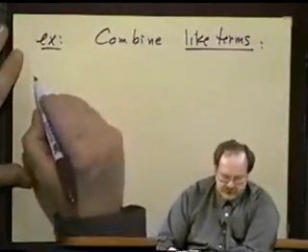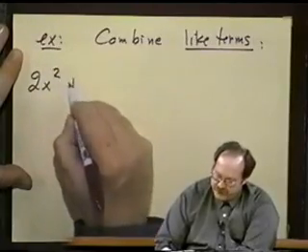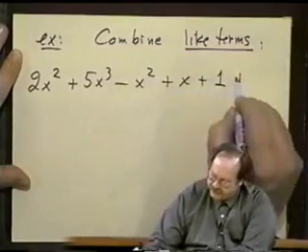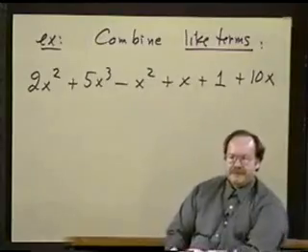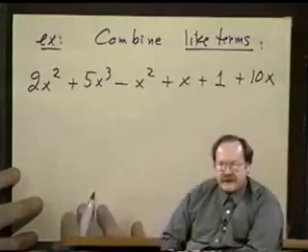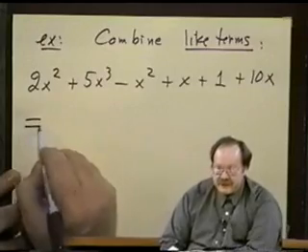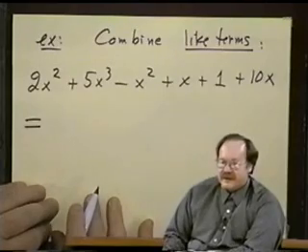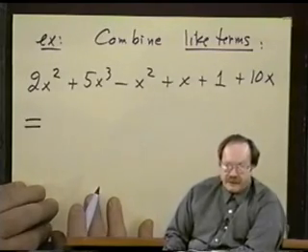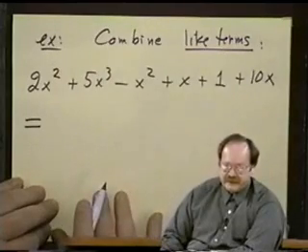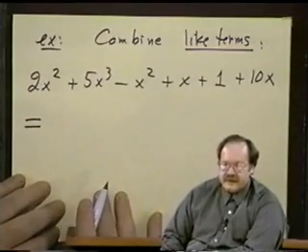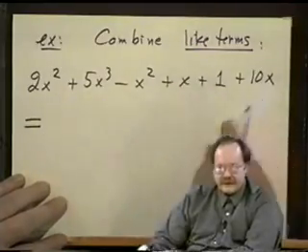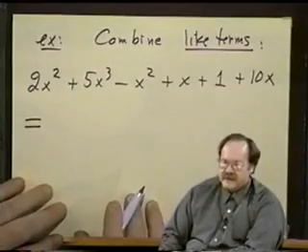Let me give you an example. Suppose you're faced with 2x squared plus 5x cubed minus x squared plus x plus 1 plus 10x. There, how do you like that? Now there's a bunch of monomials added together. Again, our goal in mathematics is not to complicate things, but always to make them simpler. Because if they're simpler, you can understand what's going on and perhaps solve whatever problem you're looking at. All I want to do is simplify this. So what I'm going to do is combine the terms that are alike, in that they have the same variable. Well, all of these share the same variable. That's not a problem. And they have the same degree, the same power.